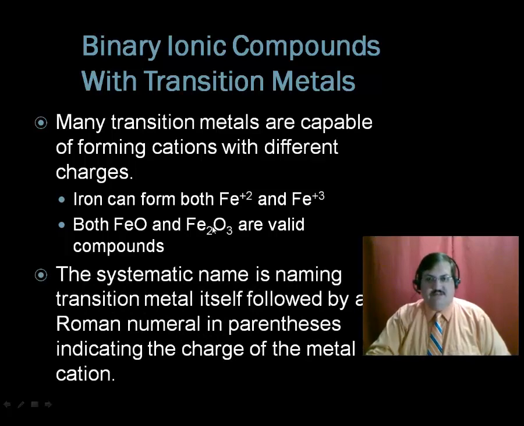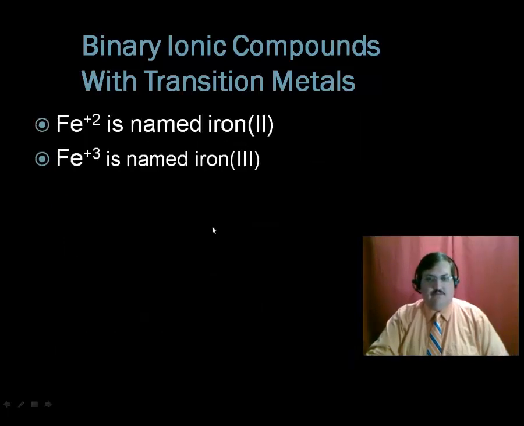So in order to do this in our system, we're going to go ahead and list the transition metal followed by a Roman numeral in parentheses. And while I'm not a stickler for this, officially you're not supposed to have a space between the metal and then the parentheses for the Roman numerals. So the Fe +2 is named iron 2, Roman numeral 2 in parentheses. When you say that, you just call it iron 2, but it would be iron open parentheses, Roman numeral 2, close parentheses. For this charge, we'll call it iron 3.